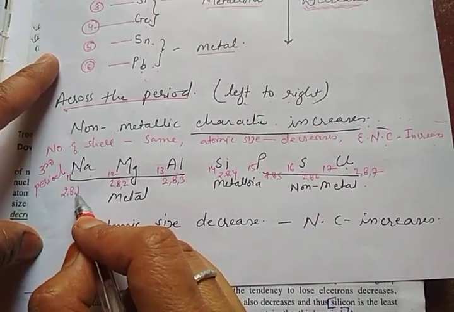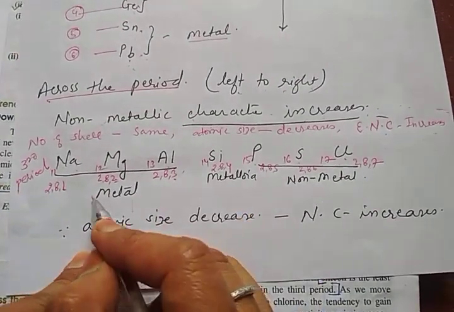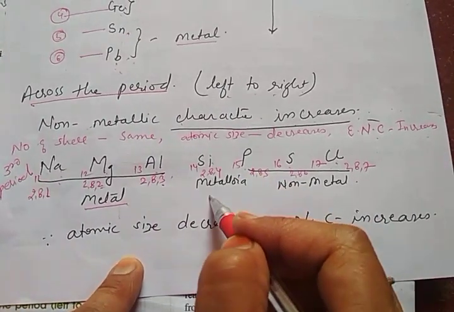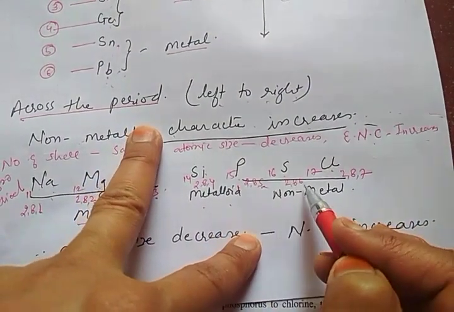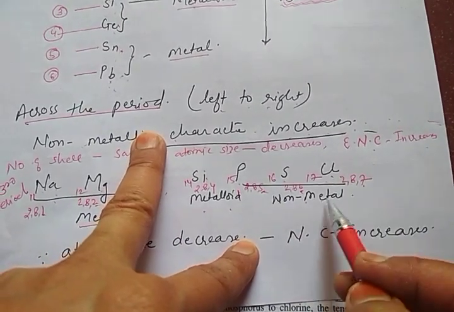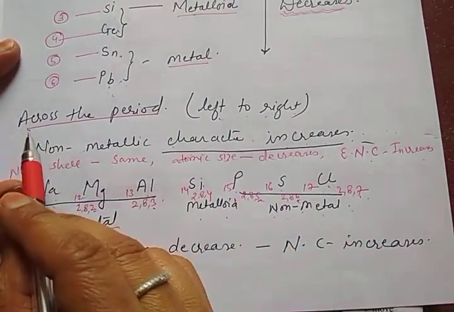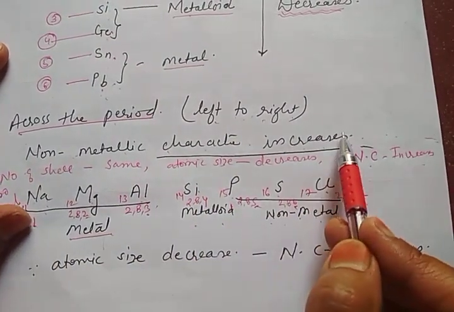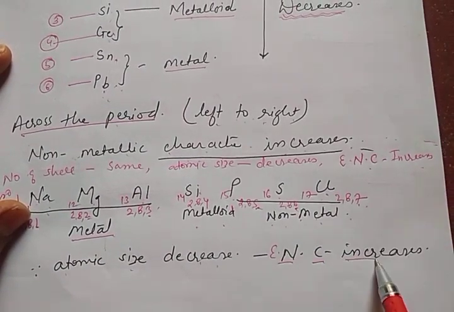In the beginning, the elements have 1, 2, 3 electrons, so they can easily donate electrons. So sodium, magnesium and aluminium are metallic in nature. Silicon is metalloid in nature, and after that the elements have 5, 6 and 7 electrons in their last shell. It means the tendency of taking electrons increases, so the elements become non-metallic in character. So we can say that across the period from left to right, the non-metallic character increases. Why? Because the atomic size decreases and the effective nuclear charge increases.